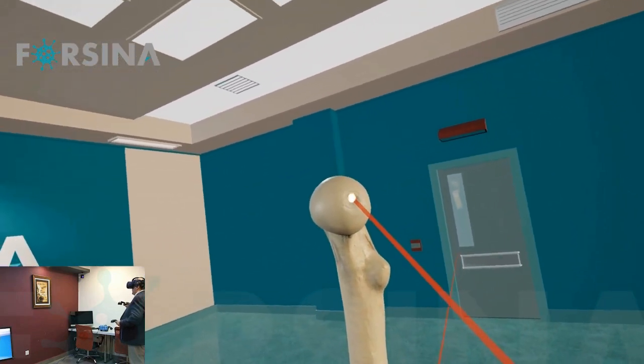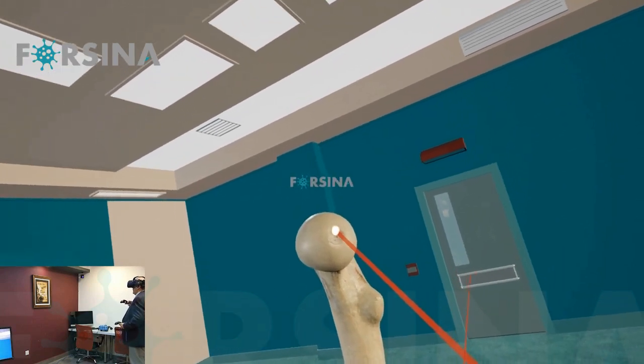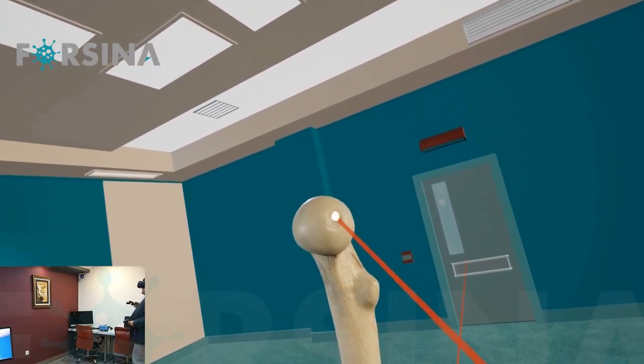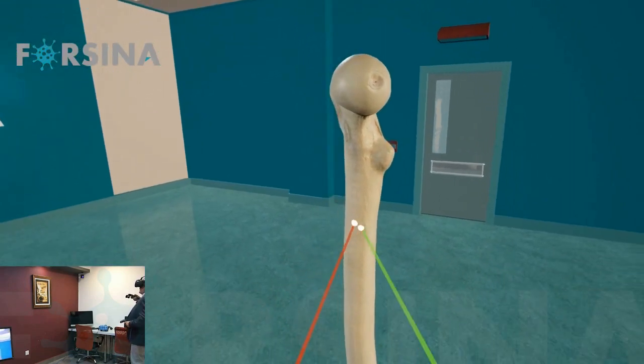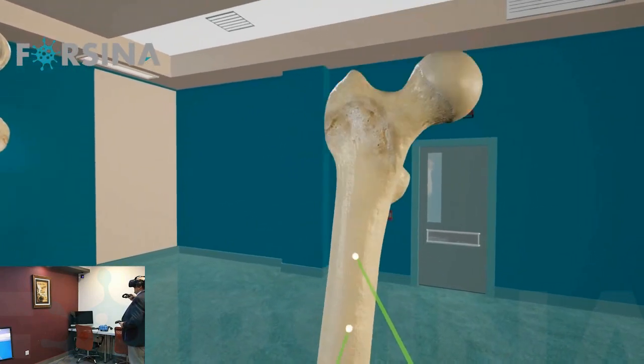And in the head, there is this small fovea capitis. We would also talk about its importance maybe later.